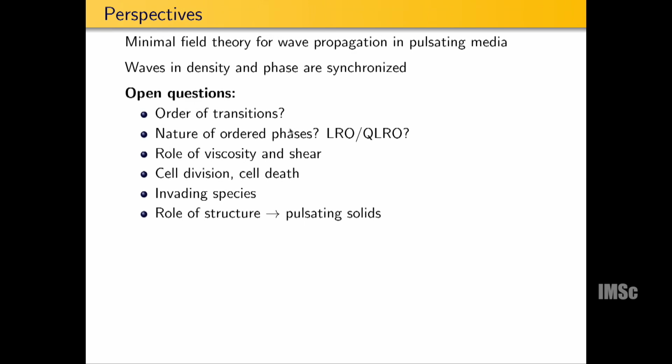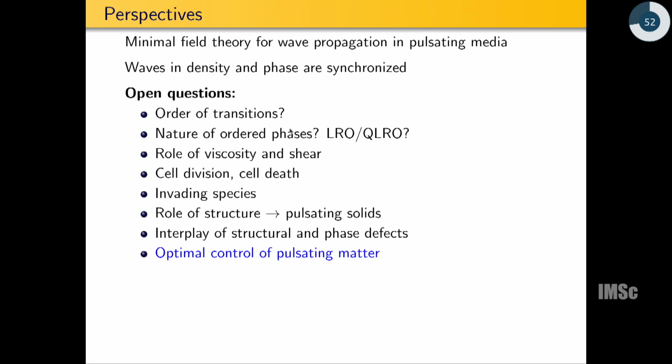You go from pulsating liquids to pulsating solids, you do not write the equation in terms of a density, but in terms of displacement fields, and then you try to understand what sort of interplay you have between structural defects and phase defects. What sort of waves do you get in that case, what sort of patterns do you get, and how does one affect the other. And then a much later goal, in terms of optimal control for pulsating matter: how do you control these systems such that when you go from one point in the phase diagram to another, you minimize the amount of heat?